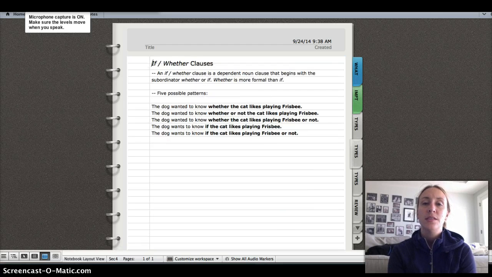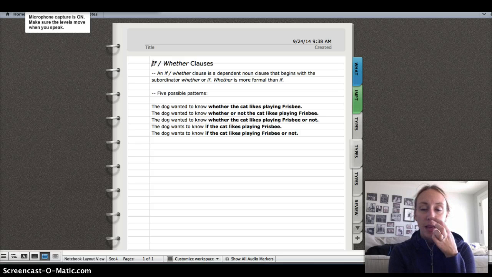If whether clauses, another type of noun clause. They begin with either the subordinator whether or if. Whether is more formal than if. Five possible patterns. The dog wanted to know whether the cat likes playing frisbee. The dog wanted to know whether or not the cat likes playing frisbee.